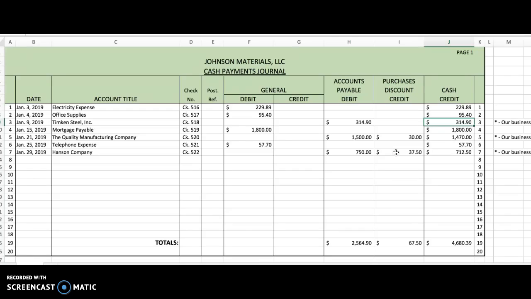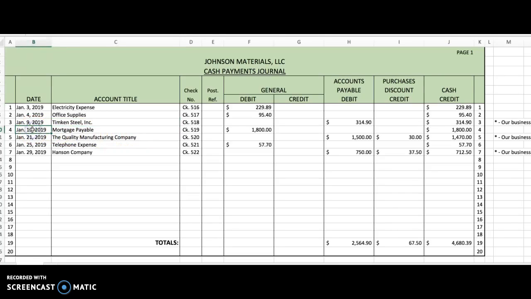So when we post this at the end, it would be posted to accounts payable debit as a part of this total, along with anything else that would be in this column, to the accounts payable account on the debit side. But also in the posting reference column, we would be posting this amount to an account that we have for Timken Steel. That's one of our creditors. So we would also need to debit their account to show that we owe them less.